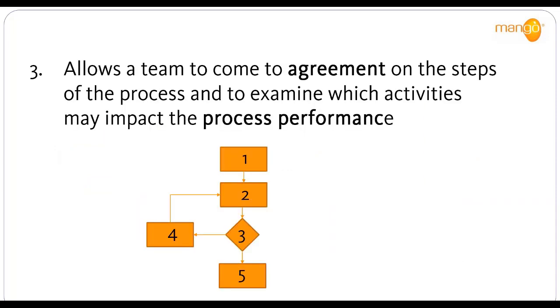There's a third one. As a team, you map out your processes in the flowchart. You can come to some sort of agreement amongst the team, or whoever you're working with, on the steps and how those steps affect process performance. So you're getting everybody to view it with the same eyes, the same lens, and you can see, well, we could change this, or we could do this to improve our process performance. So that's another use of flowcharts.